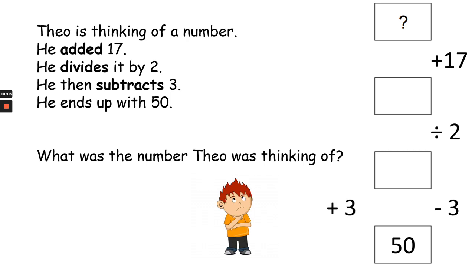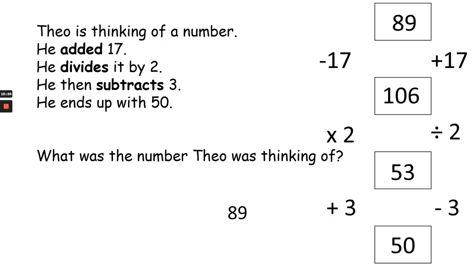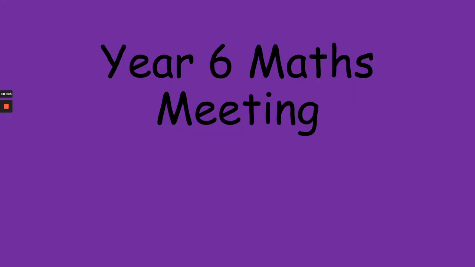So he took away 3, we're going to add 3 to make 53. He halved it, we're going to double it to give me 106. He added 17, but we've got to take that away. He had 89 to begin with. Theo, were you thinking of the number 89? He was. Well done again, Year 6.